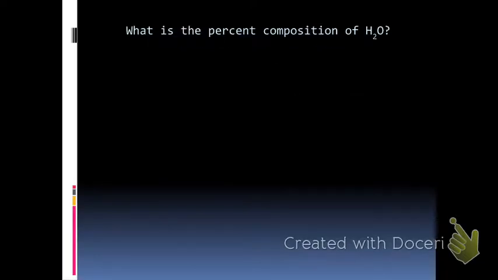So what is the percent composition of H2O, or water? What you'll do is determine the percent composition of hydrogen and the percent composition of oxygen. So the first thing we have to figure out is the molar mass of water. Molar mass of water is 18.02 grams per mole, right?